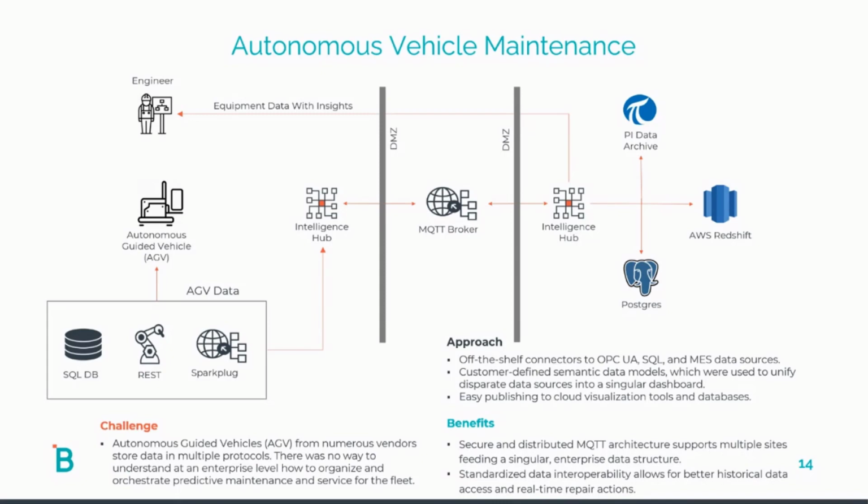So in this case, we're able to connect in with the AGVs. They actually publish over an MQTT protocol called Sparkplug. So we could connect into the individual AGVs. We could also connect into the system that's controlling them through the SQL database and ingest that data.